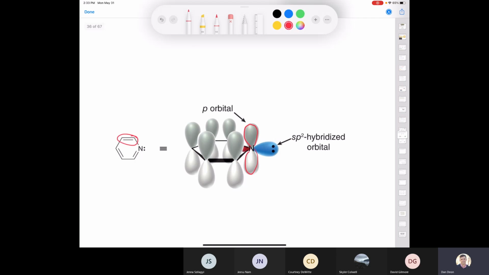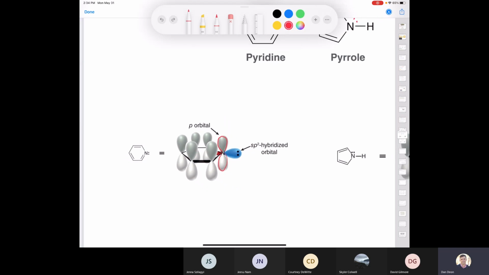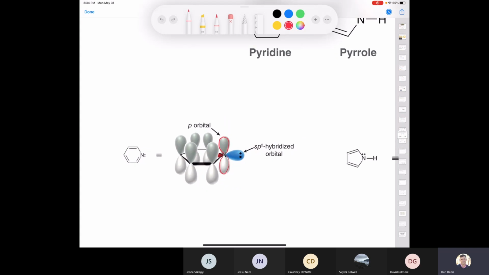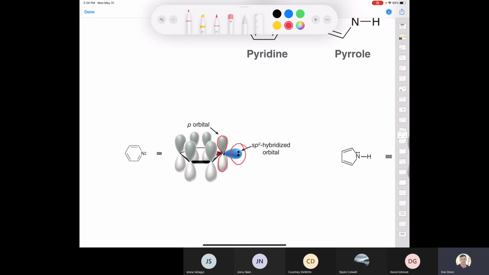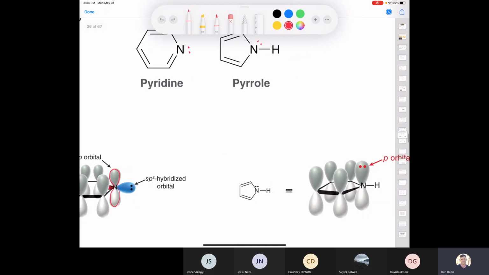So we have 1, 2, 3, 4, 5, 6. That's a Huckel number of electrons. It's a closed ring. It's a continuously overlapping system of p orbitals. So the lone pair has nothing to do with the compound being aromatic at all. However, in pyrrole, the picture is quite a bit different.